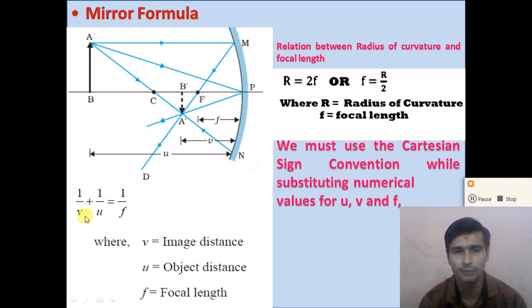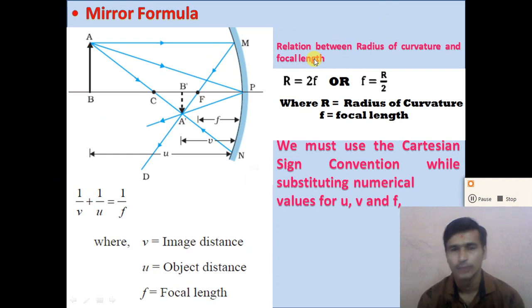Mirror formula is 1 by v plus 1 by u is equal to 1 by f, where v is the image distance, u is the object distance and f is the focal length, right? So here the focal length of the mirror is fixed when the mirror was made, right? So how can we calculate the focal length of the mirror? For that we need to understand the relation between the radius of curvature and the focal length.